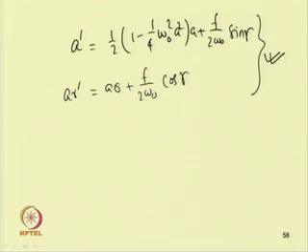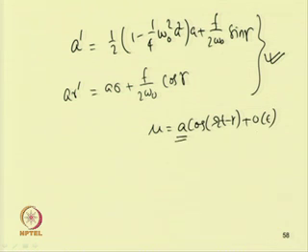In this case one can eliminate this gamma term. By eliminating the gamma term, let us first see the steady state solution, where a dash will be equal to 0 and gamma dash will be equal to 0. This u can be written in this form, u equal to a cos of omega t minus gamma, plus terms of the order of epsilon.